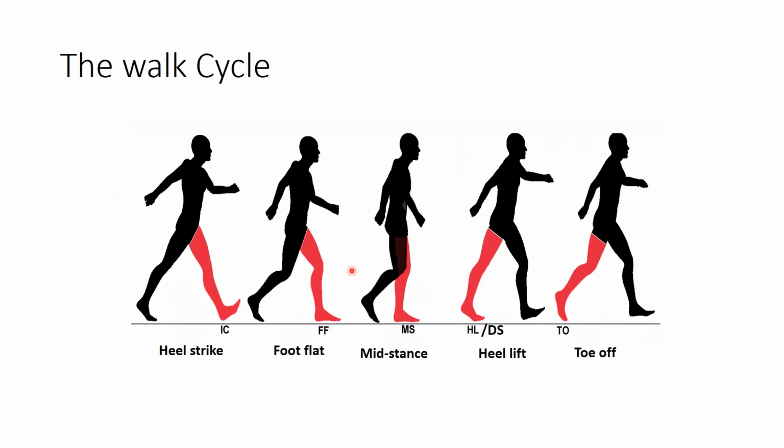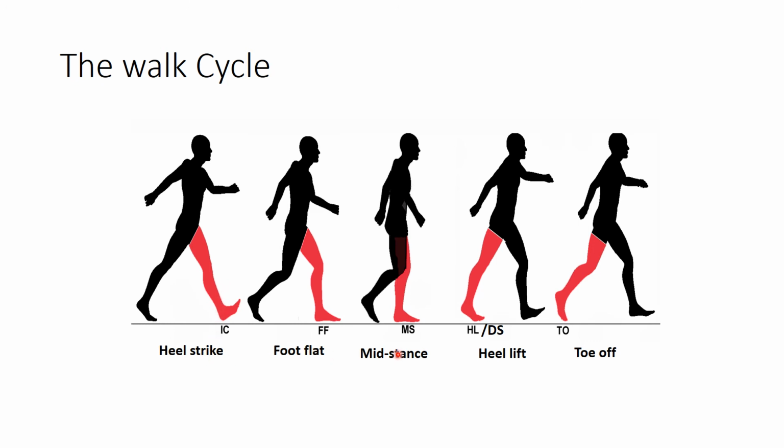Now let's discuss the applied aspect of these arches of the foot, and this is the normal walk cycle. The walk cycle includes two phases. One, when the foot is on the ground, is known as the stance phase, which is 60% of the stride, and second is the swing phase, when the foot is off the ground, that is the 40%.